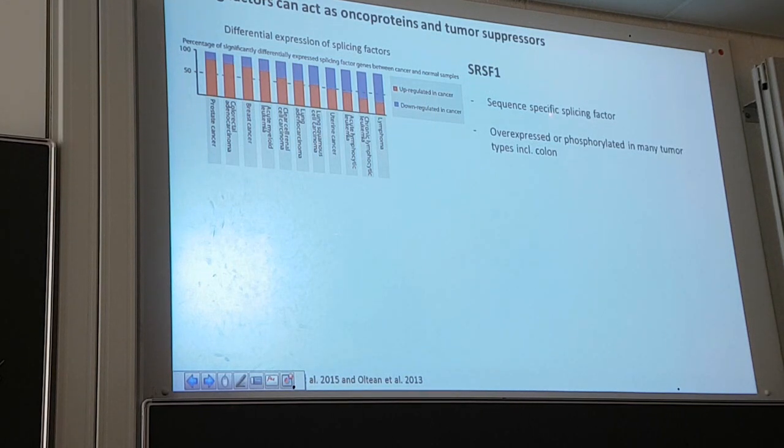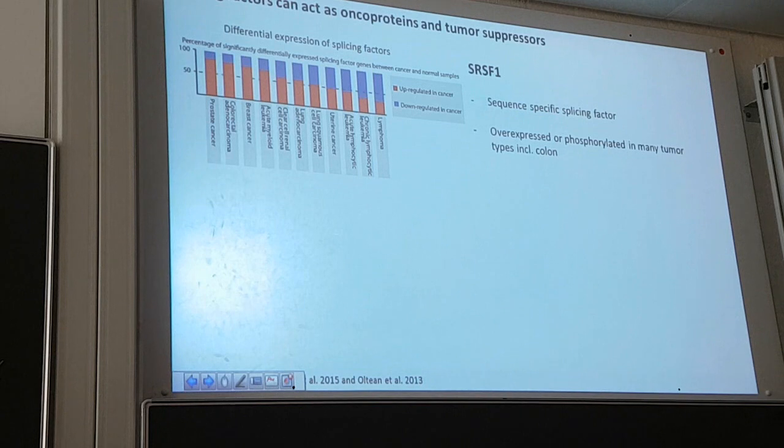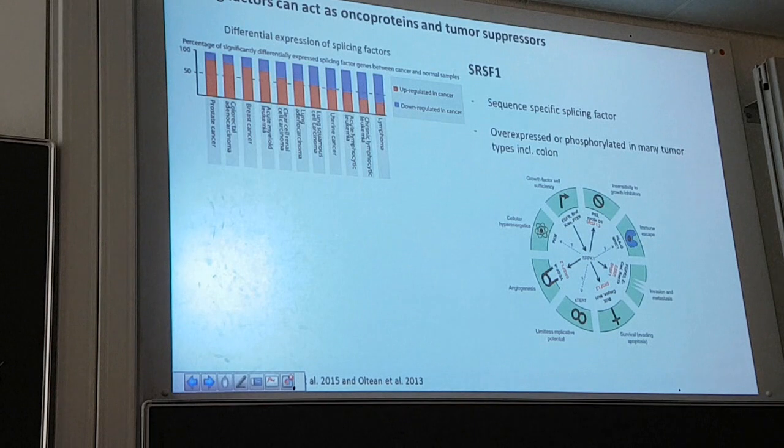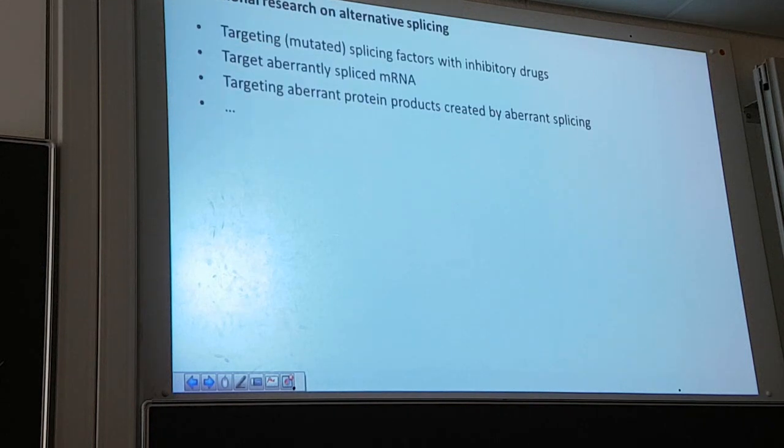while SRSF1 is another splicing factor that does sequence-specific splice site recognition, and it's often differentially expressed in different tumors, also in colorectal adenocarcinoma. Oh yeah, and then someone even wrote a review on splicing factors, how they affect different hallmarks of cancer.